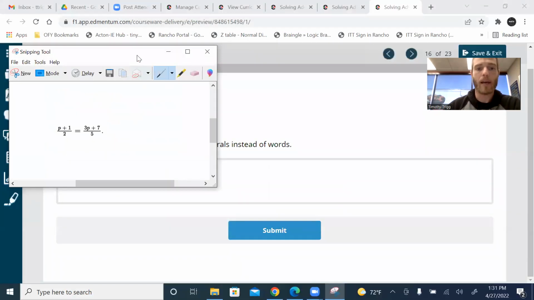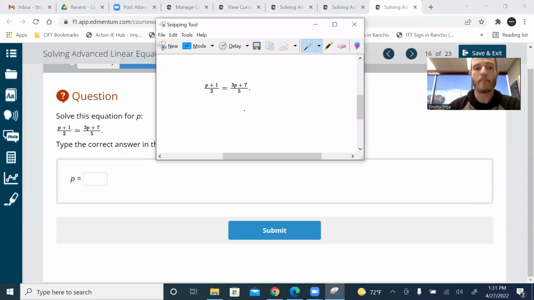So in a problem like this, where we're going to solve for p, I want you to notice first that we have two fractions that equal each other, right? It says (p plus 1) over 2 equals (3p plus 7) over 5. Now, whenever you have two fractions that are equal to each other like this, this is called a proportion. So what we have is a proportion.